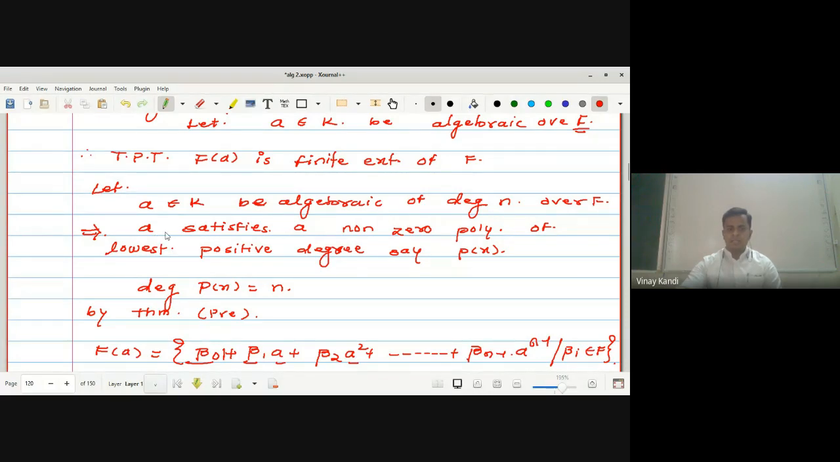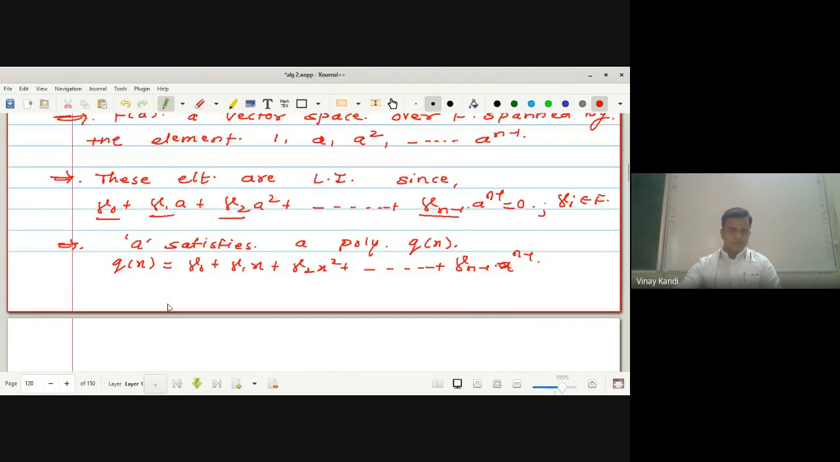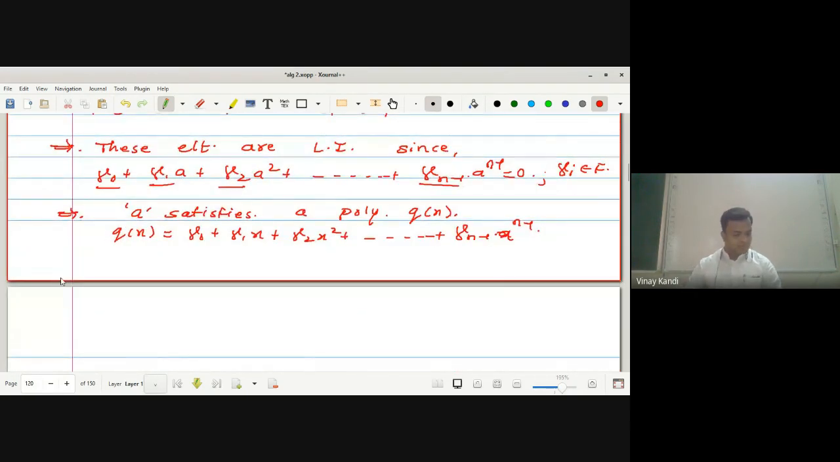That is, a satisfies a non-zero polynomial of lowest degree n. A polynomial of lower degree than this cannot be satisfied. But here we got one of degree n minus 1. So this implies q of x must be the zero polynomial. No polynomial of degree less than n exists that a satisfies, but here it exists, so q of x itself is a zero polynomial.